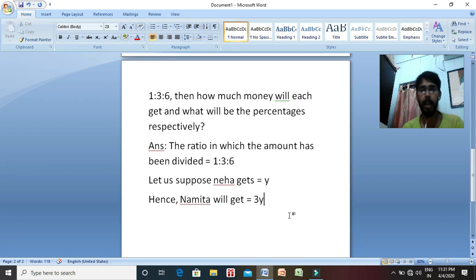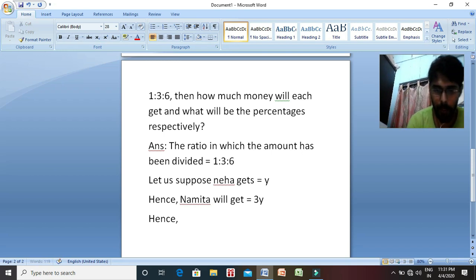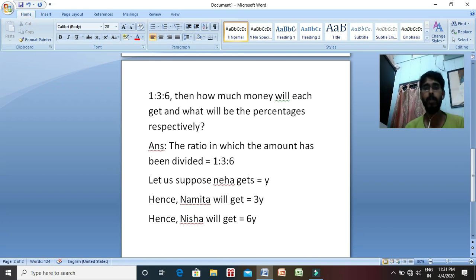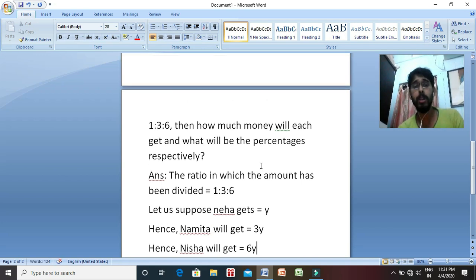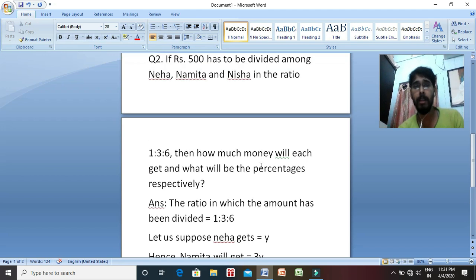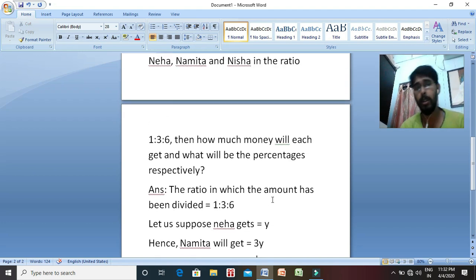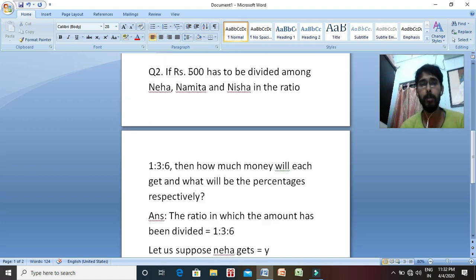So y multiplied by 1 is y, which is the amount of Neha. Then y multiplied by 3 is the amount of Namita. And finally, hence, Nisha's amount will be obviously 6y. So these are the three amounts that we have got. Now we will add all of them. Since the amount has been divided among these three ladies, when we sum up the total amount, we will come to the conclusion that the total amount is nothing but this particular 500 rupees, right?